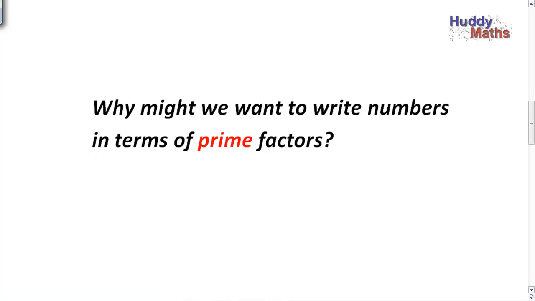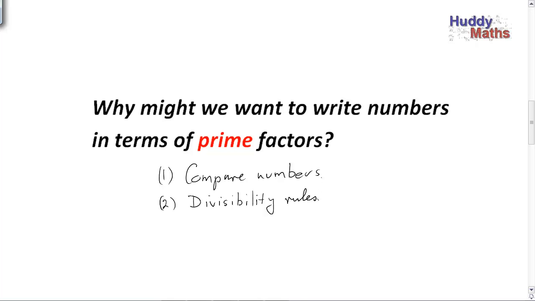Why might we want to write numbers in terms of prime factors? Well, I think number 1, what do you reckon? It allows you to compare numbers. Okay, compare composite numbers and look for common factors and common multiples. We can also look at whether they can be divided, divisibility rules, like can you divide a number by 3? If we write it as a product of primes, then we should be able to work out that divisibility rule, or whether they are divisible by a certain number.